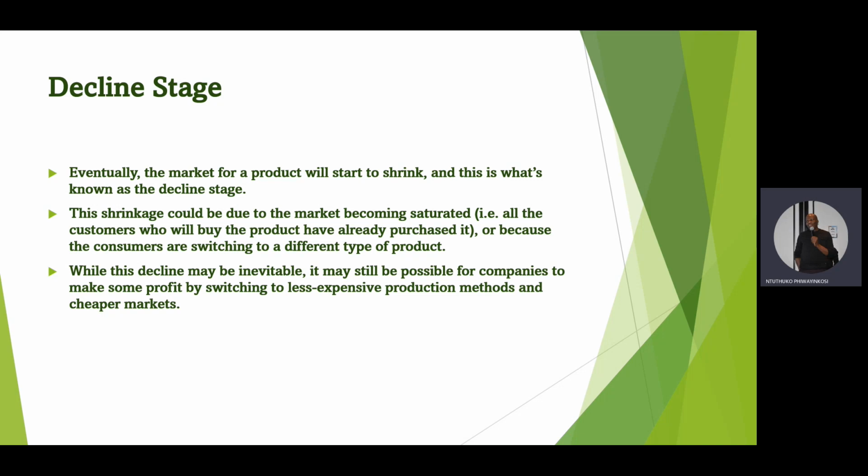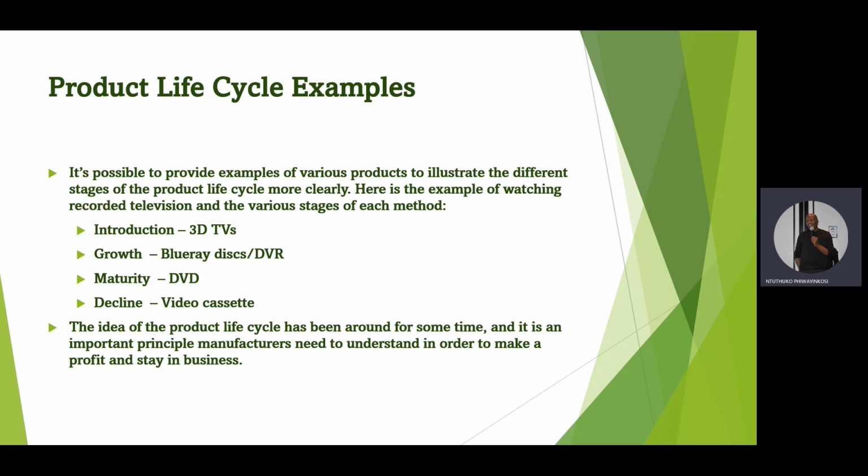So now it's up to you as the manufacturer to drop the price of the product, or just switch to a cheaper market. Right. That was the decline stage. So there are four phases of a product life cycle. We call them introduction, growth, maturity, and decline.